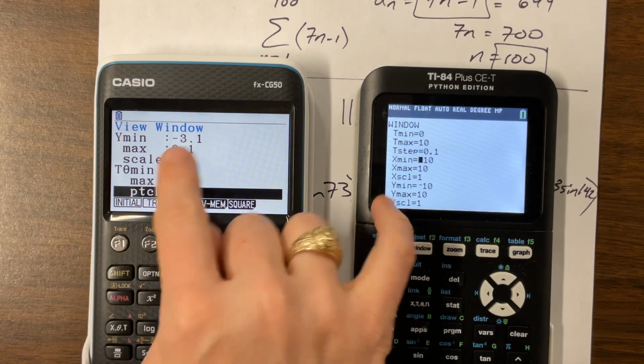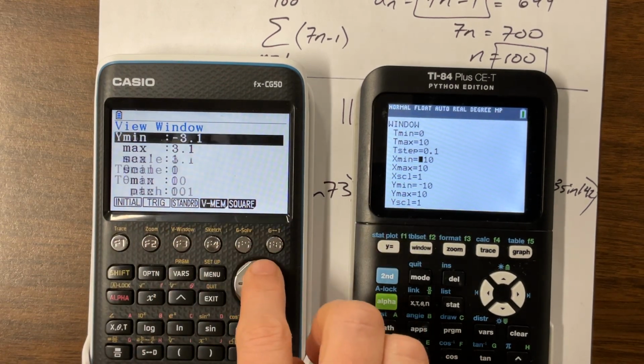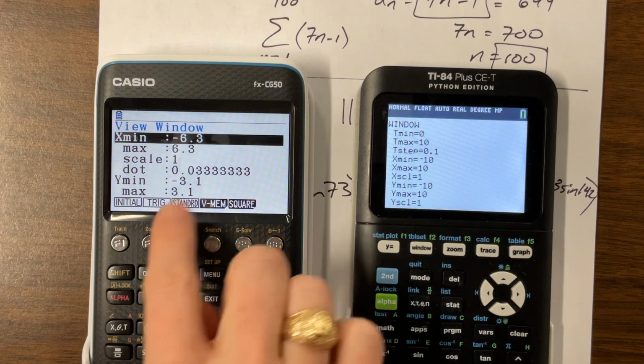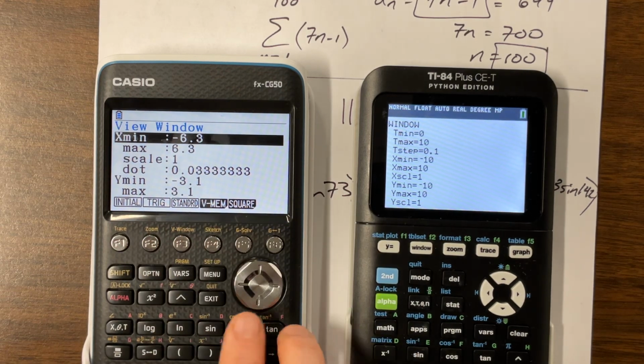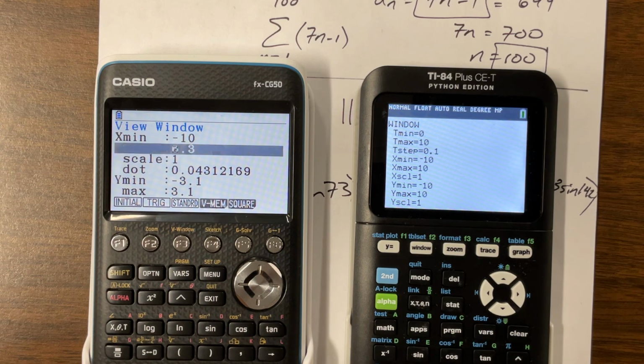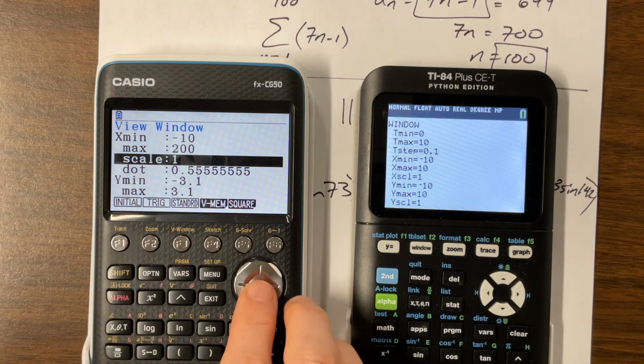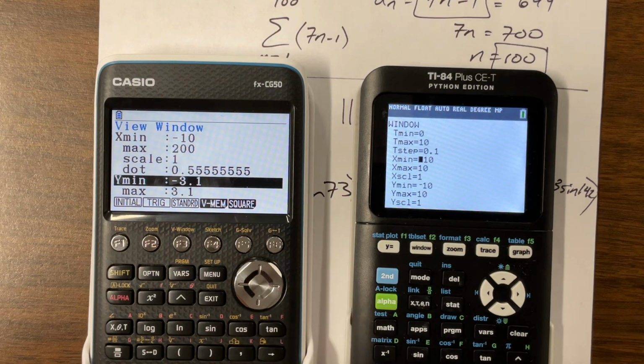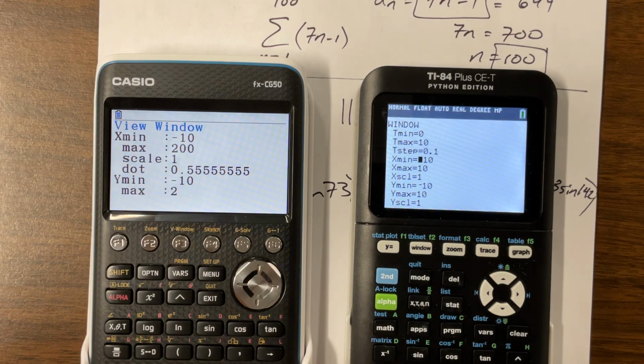Just to match. And then this one is at, well, we'll have to probably change these. My X, I don't know, -10 to 200. I'm just guessing. I totally made up numbers. And then here, -10 to, let's try this 200 again.